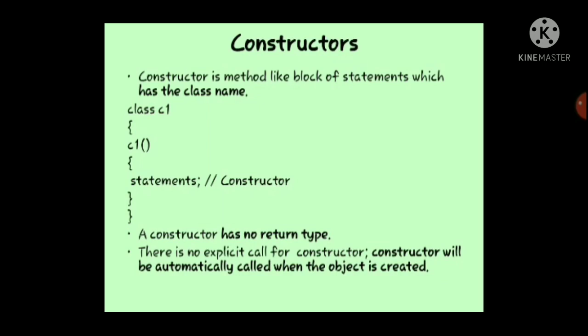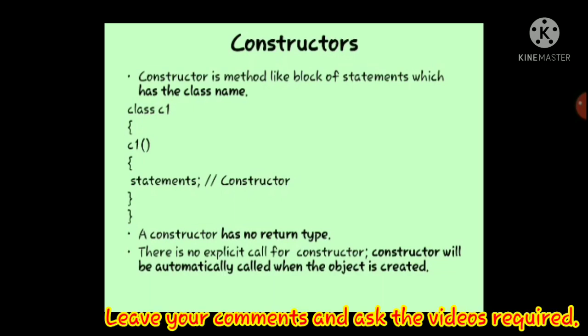When the object of the class is created, automatically the constructor will be executed, right? So these are the three things to be kept in mind. I repeat, the first thing is constructors have the name of the class. Number two is constructors don't have a return type. Number three is there is no explicit call for the constructor. Whenever the object of the class is created, the constructor will be automatically called, right? And like methods, constructors can have parameters, but they will not have a return type, right?